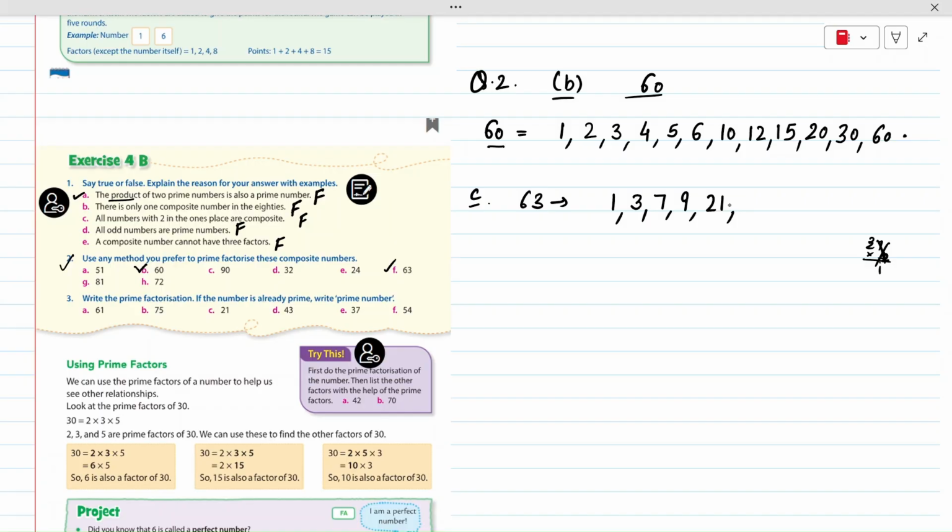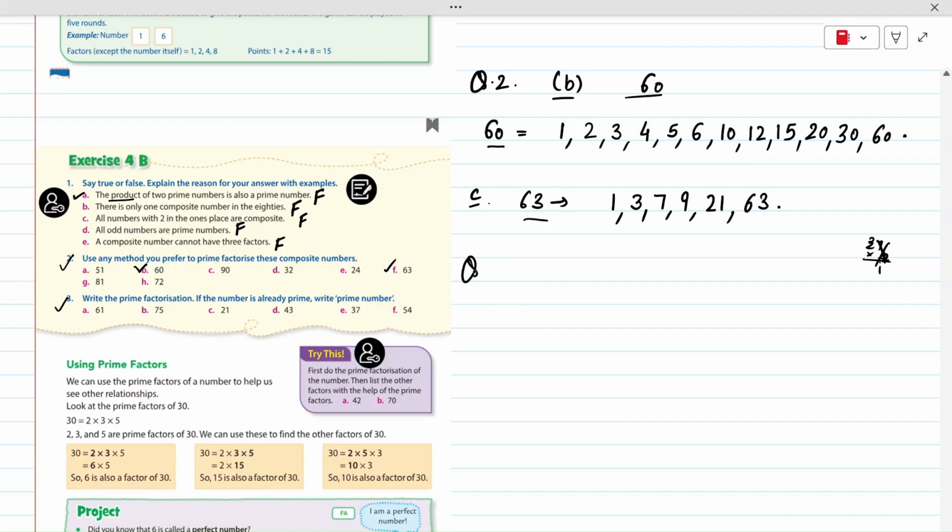So 27 is also not a factor. We have 21, and then after 21 we have 63. 7 into 9 is 63. So these are the numbers which are factors of 63. Okay. Now, the rest of the parts you can pick as homework. They are very, very easy.